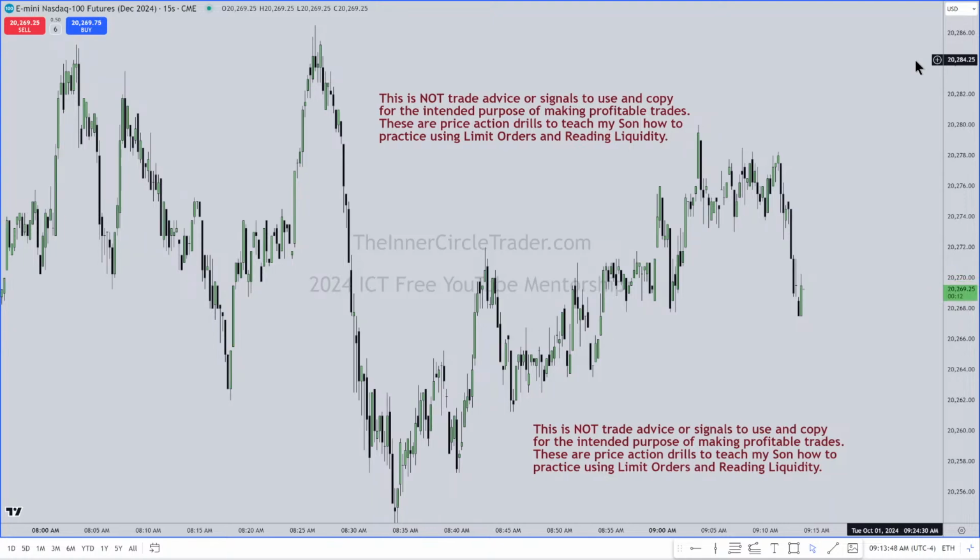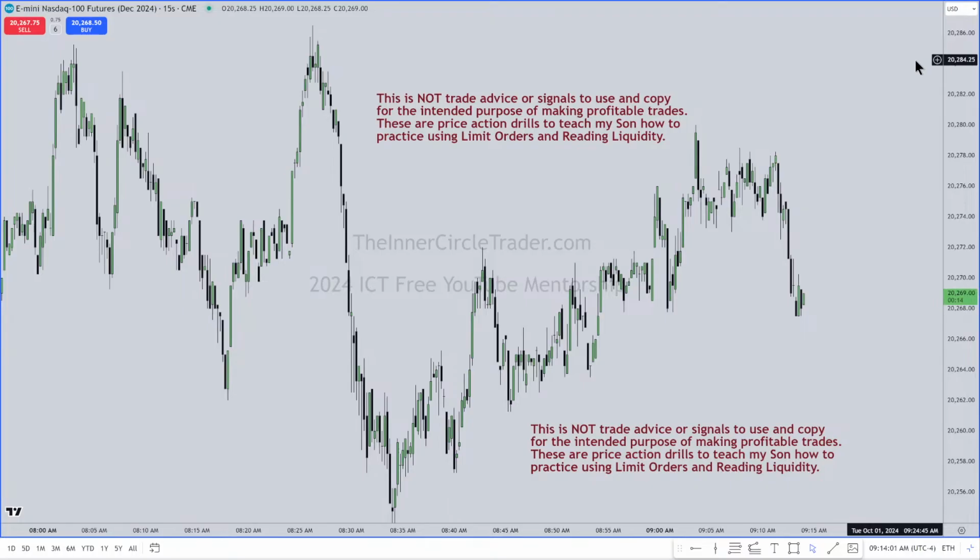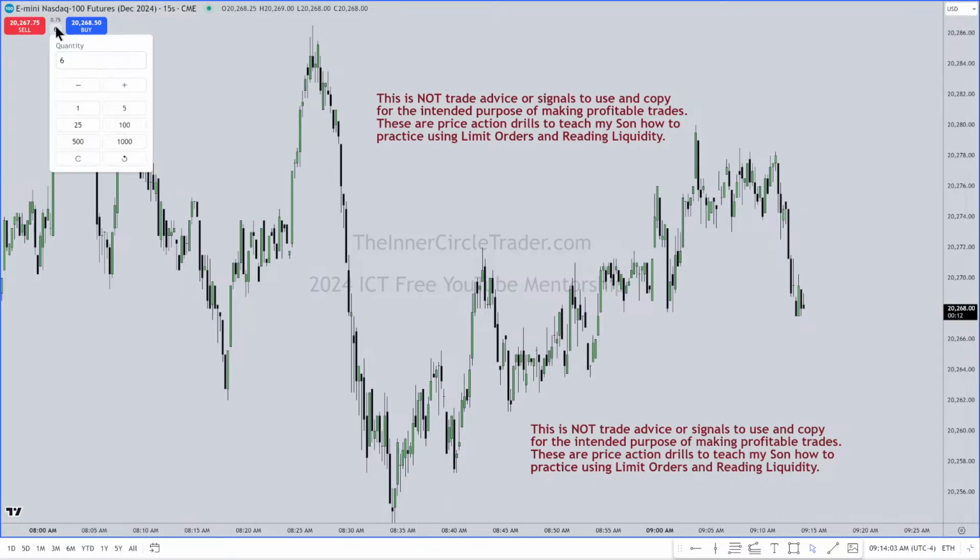Please don't do that. The purpose is to teach my son how to place a limit order, how to put the stop loss in, and how to put a take profit in. So everything is removing the necessity for market orders. Okay, so I'm going to change this to 1.